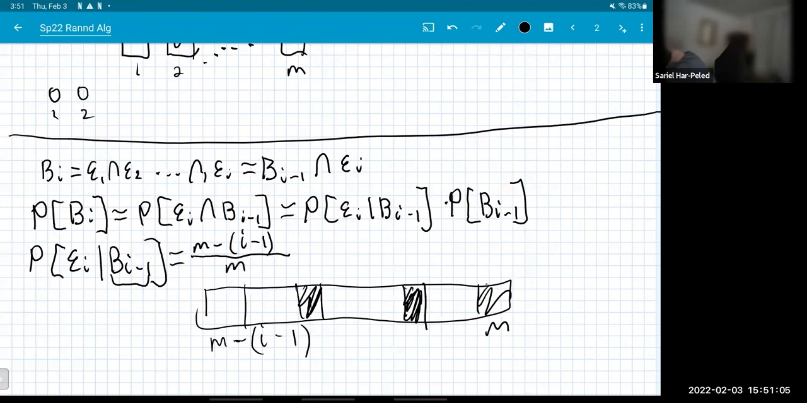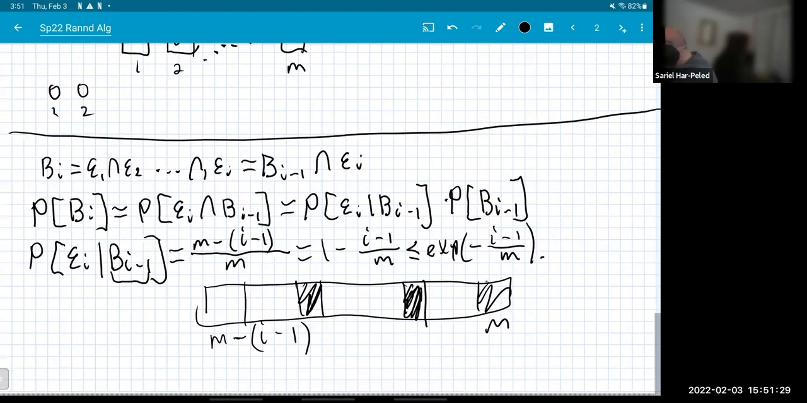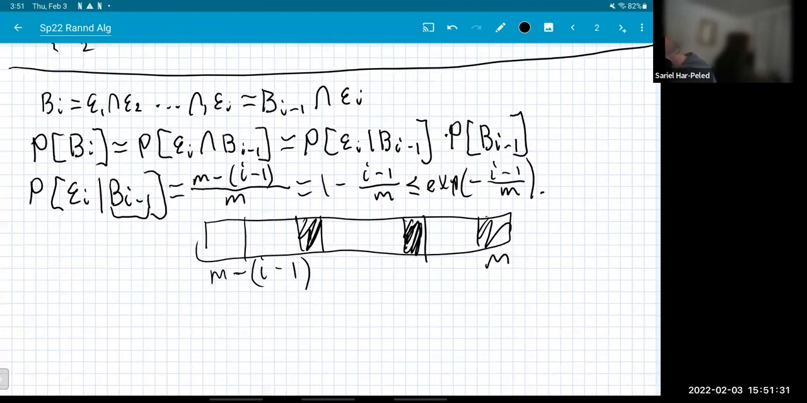and there are m bins. So this is the probability of this happening. And this is just 1 minus (i-1)/m, which by the lemma is at most exp of minus (i-1)/m. Okay, so let's go back to the previous formula now.